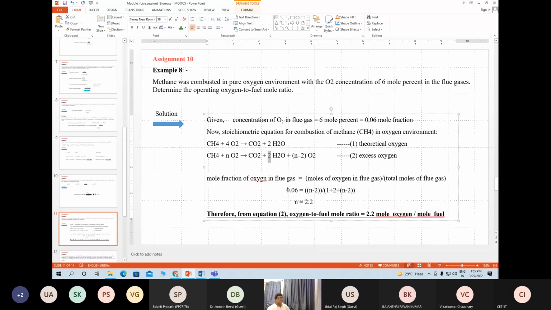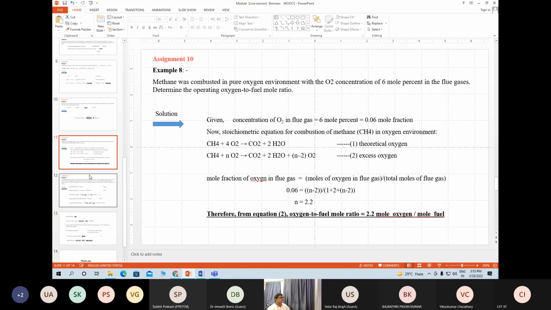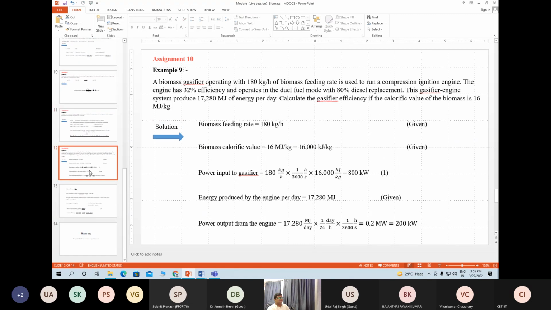If I just solve this, because this is one equation with only one unknown, that is N, I will get the value of 2.2. So 2.2 moles of oxygen is required per mole of fuel to have this kind of combustion, where we have 6 mole percent of oxygen in the flue gas. Very easy, right? So simply you need to understand how it is happening.